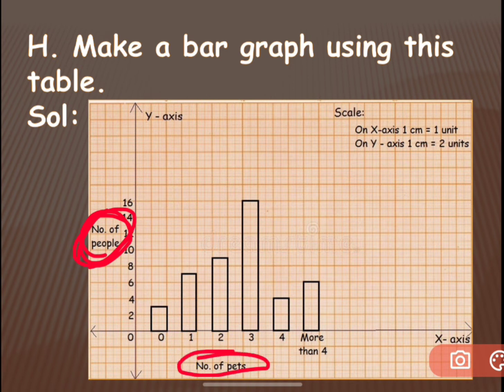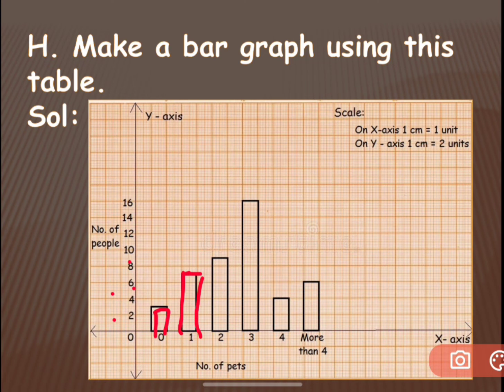Okay, children. Now, how many people have 0 pets? 3 people, isn't it? So in between 2 and 4 you have 3. So till between 2 and 4 you have to draw a bar like this. Now, who have one pet? 7 people. So in between 6 and 8 you will get 7. So at the midpoint of 6 and 8 you will draw the bar like this.